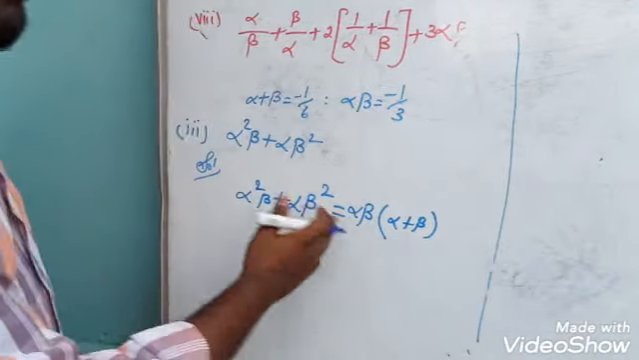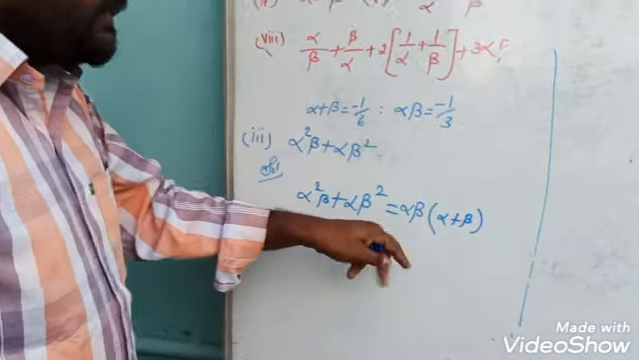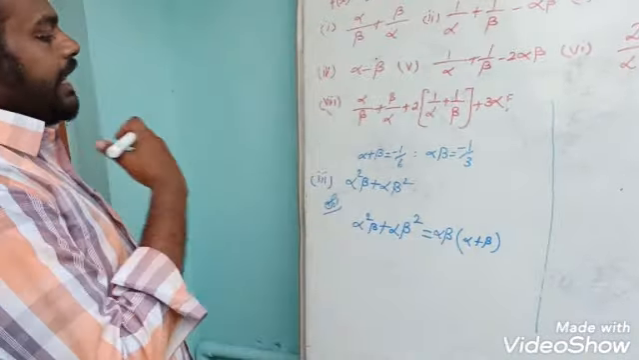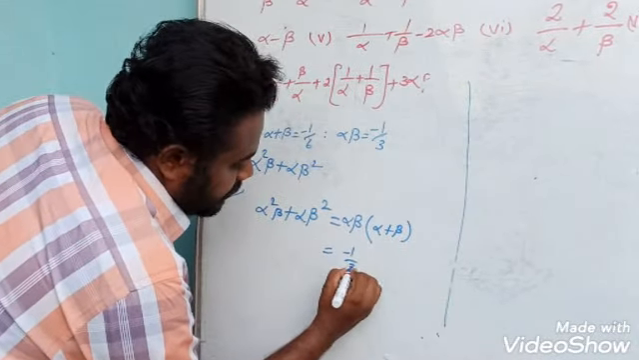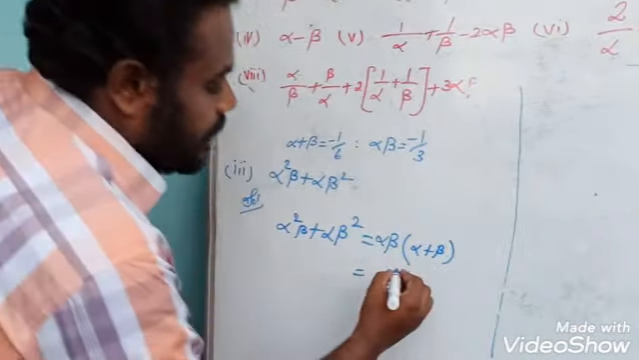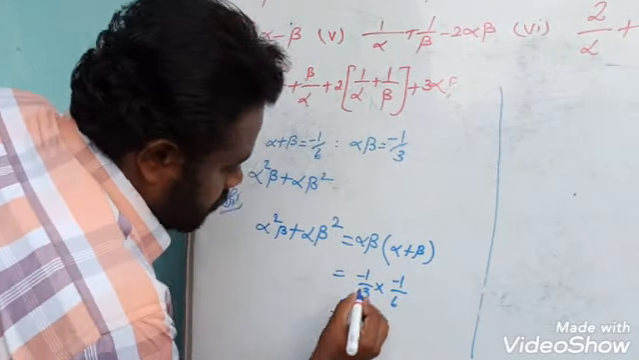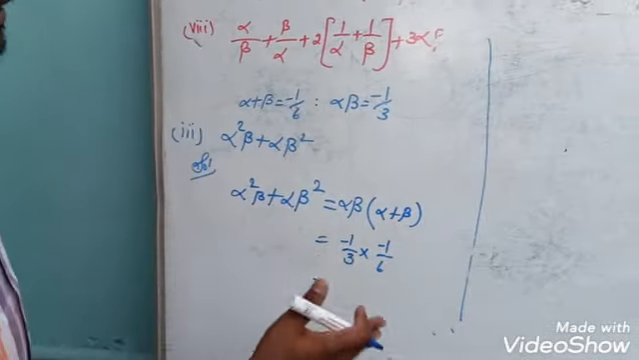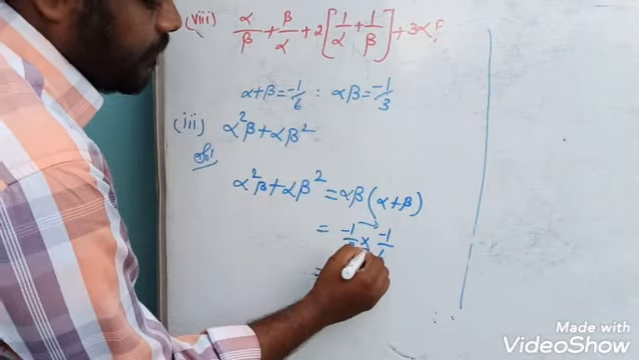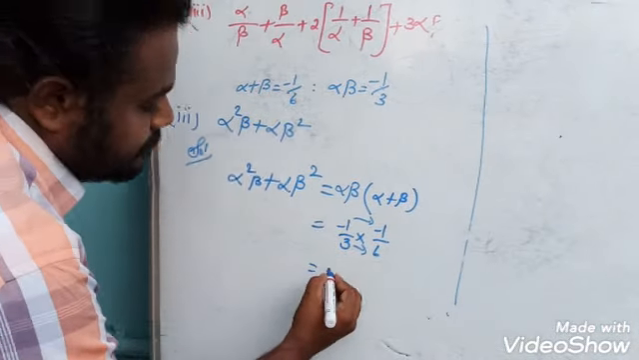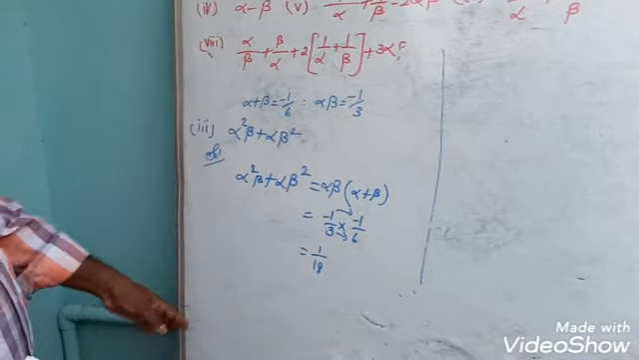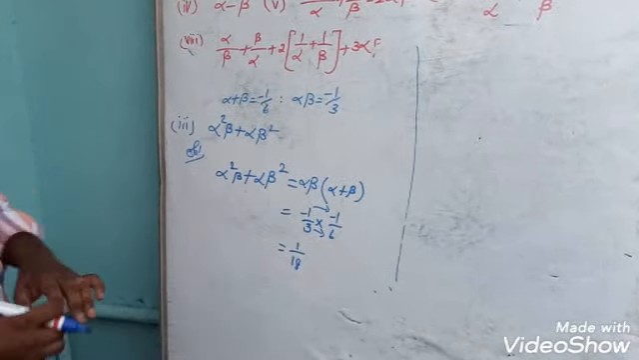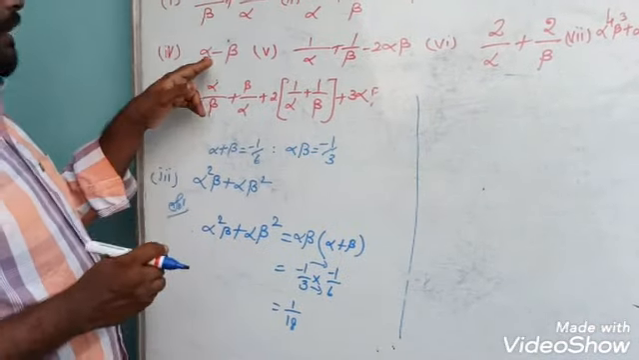Now we get this is the product of zeros and then sum of zeros. Now directly you substitute the values. What is alpha beta? Minus 1 by 3, into alpha plus beta, minus 1 by 6. Minus into minus. With fractions, you multiply numerator to numerator, denominator to denominator. Minus into minus is plus 1 divided by 18. It is a very simple question. Then we get the final answer 1 by 18. So now we move on to question number 4.